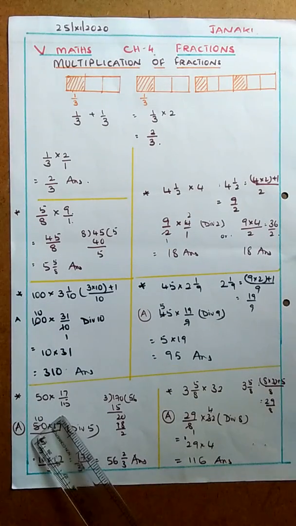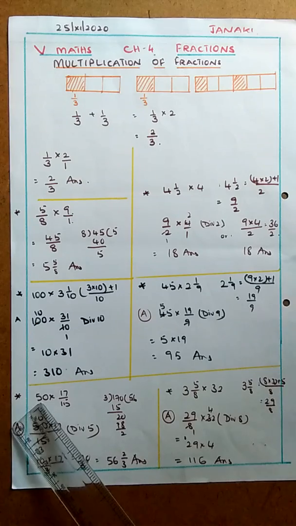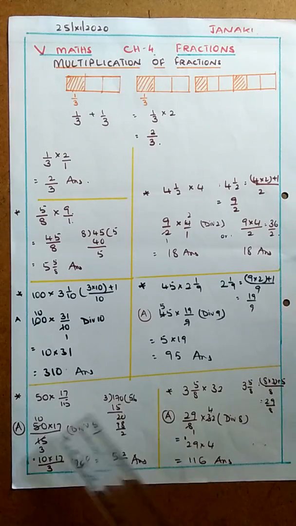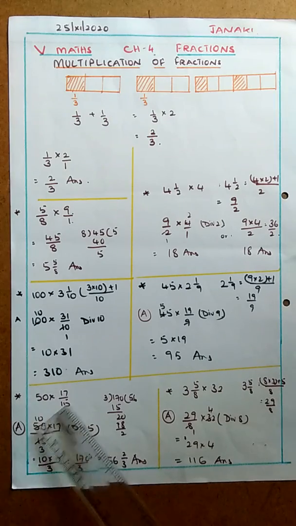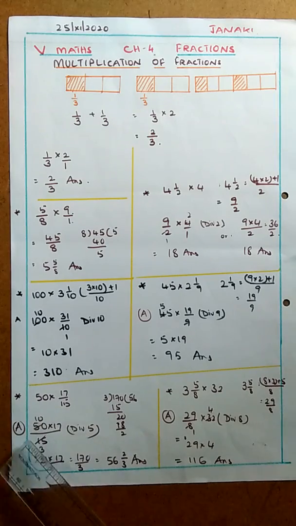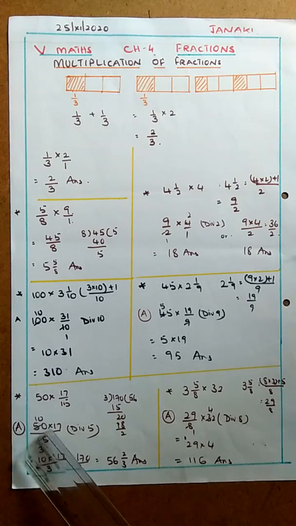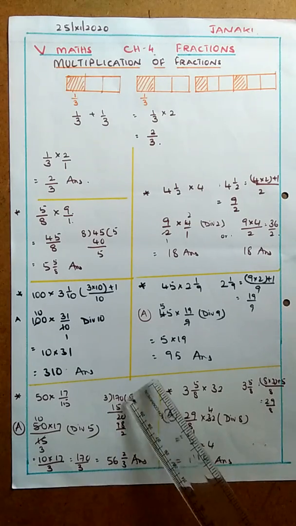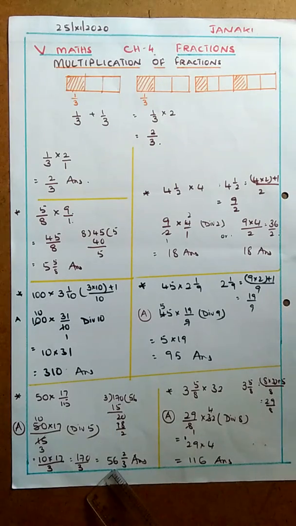Now next one. 50 into 17 by 15. So 50 and 15 have 5 as the common factor. So divide these two numbers by 5. So in 50, 5 goes 10 times. In 15, it goes 3 times. Now 10 into 17 is 170, and 3 is the denominator. So 170 by 3, divide it in the margin, you get 56 2 by 3.